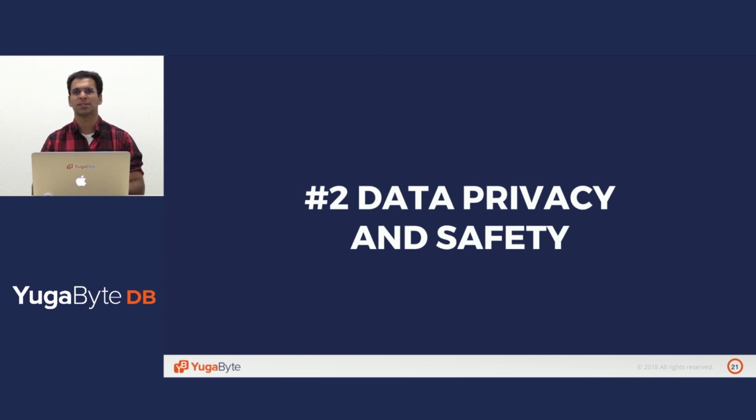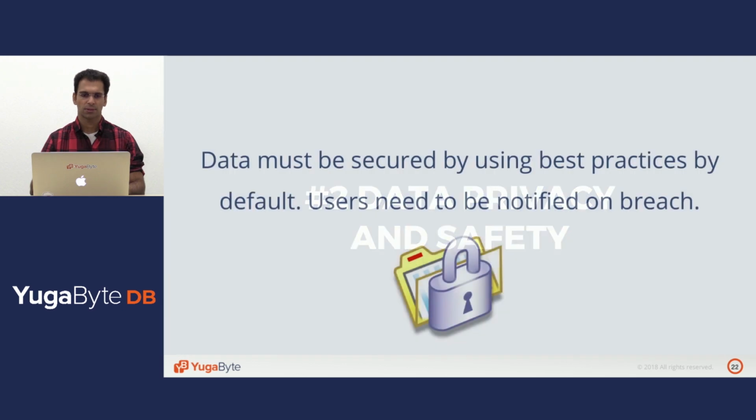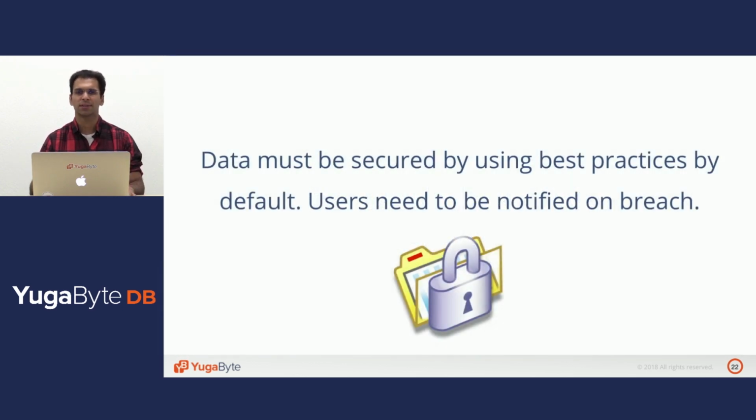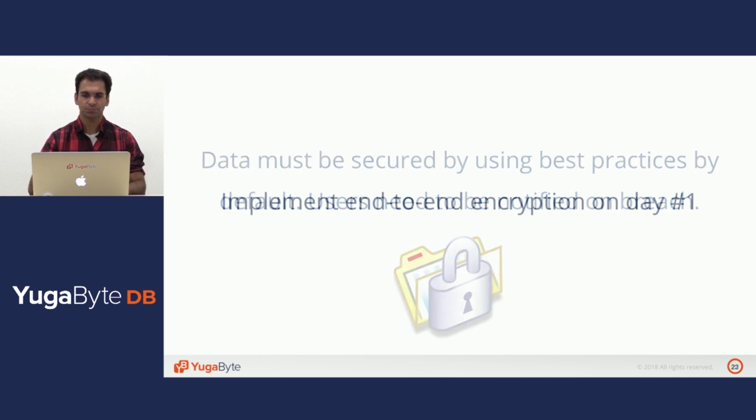Okay, let's go to the second concern, data privacy and safety. Once again, what is this requirement? Well, what it says is that data must be secured using best practices by default. And if there is a breach, the user needs to be notified. So what it says is you really need to do your best to protect the user's data.